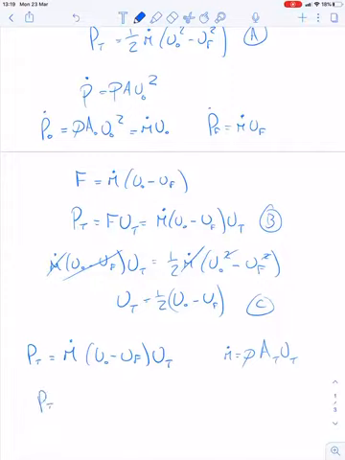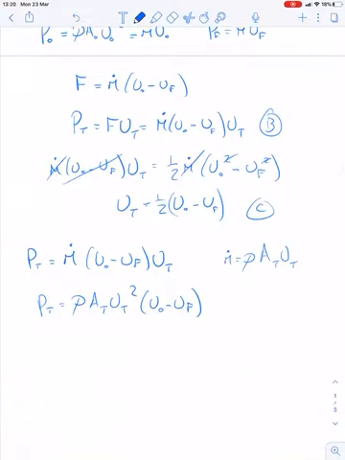So this will give us Pt equals density At ut squared (u naught minus uf), and we can also substitute in for C. So from equation C we can rearrange to say that uf equals 2 times ut minus u naught, where we've just rearranged this equation to get it in terms of uf, and then we can substitute into here to eliminate this uf term.